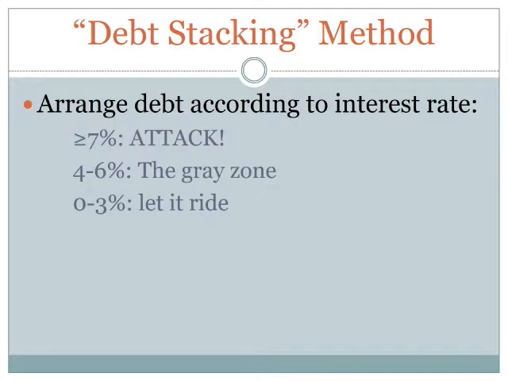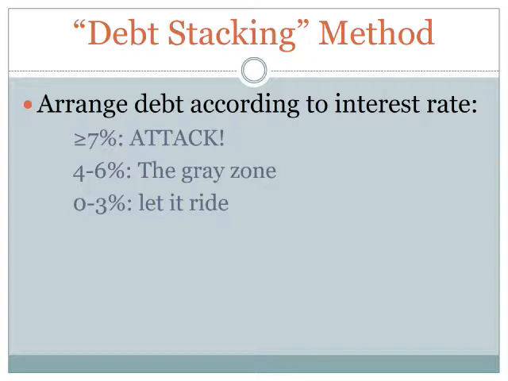The second method is called debt stacking. Debt stacking refers to debt repayment by interest rate. So this means separating out all of your debt to arrange it by interest rate from highest to lowest. Your highest priority debt is going to be that with an interest rate of greater than 7%. This is the debt you should attack aggressively before putting any extra money towards investments or retirement.